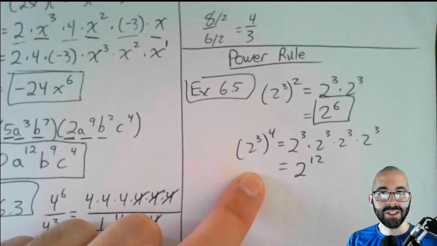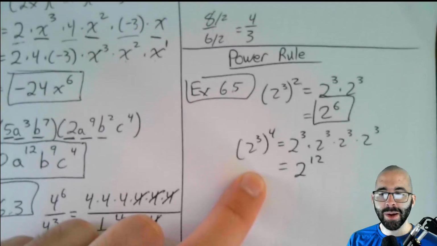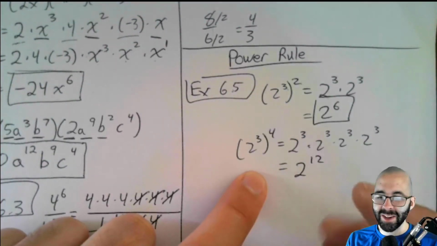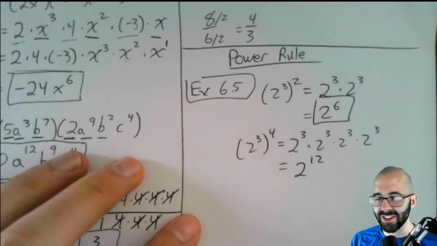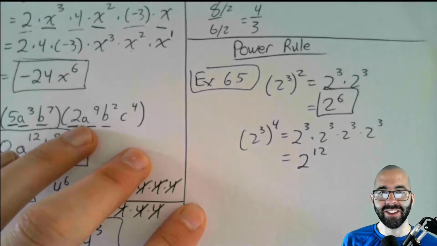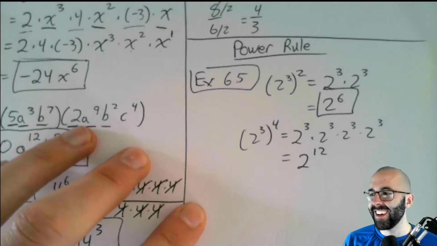That's it. If you said it out loud, you probably said that we're multiplying them. You probably yell out loud while you're watching your math videos. I hope you do. If you're not yelling out loud while you're watching math videos, what are you? I think you're doing it wrong.